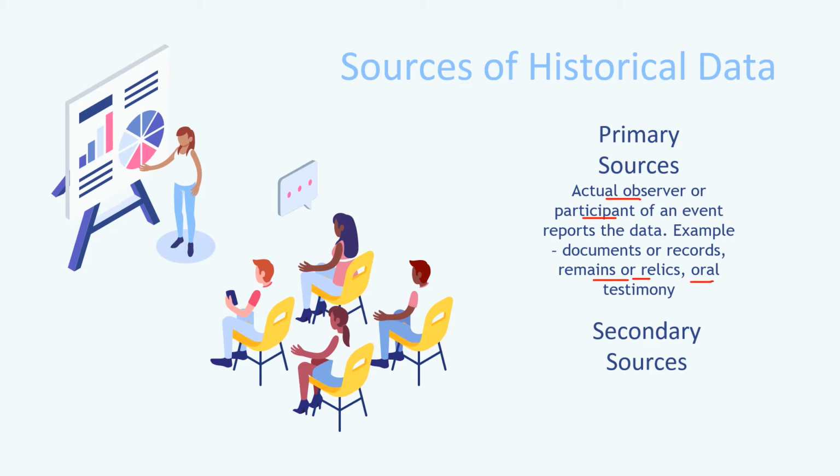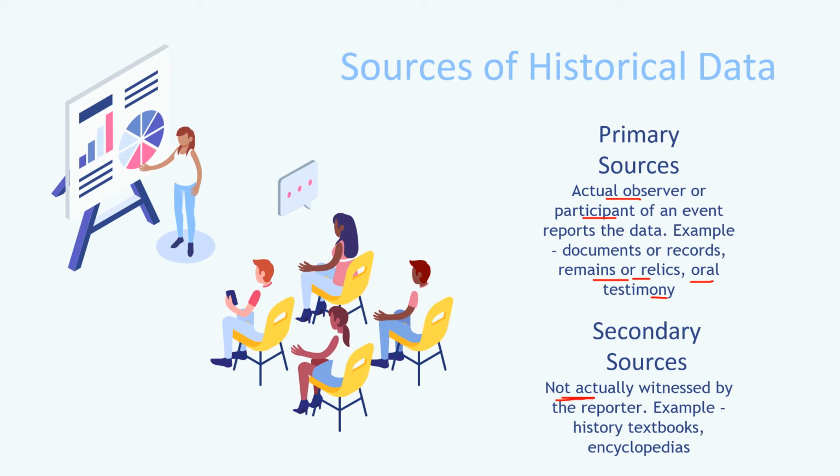Oral testimony are the words spoken by the witness or participant of the event. For example, evidence obtained from a personal interview is an example of oral testimony. Secondary sources are not actually witnessed by the reporter. For example, history textbooks, encyclopedias.